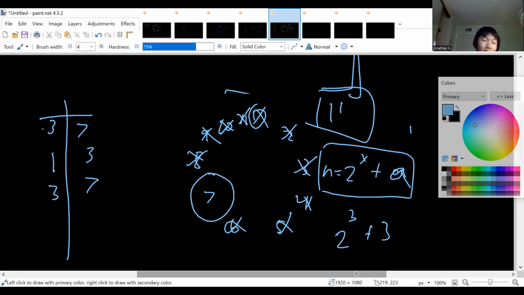So yeah, so we have a little pattern here, right? So what's the relationship between these? Oh, this would be 2 times 3 plus 1. This would be 2 times 1 plus 1. This will also be 2 times 3 plus 1, right?